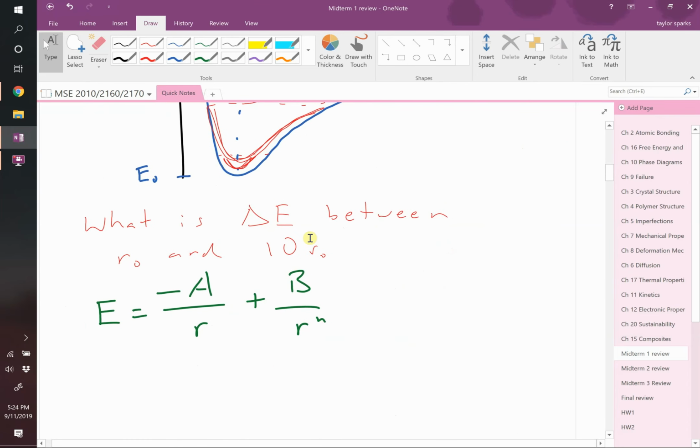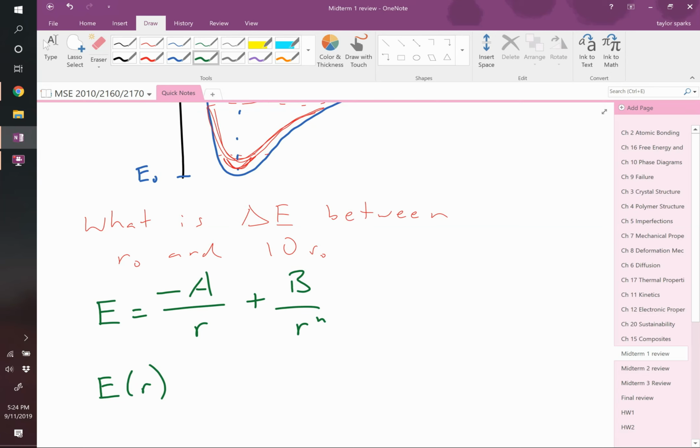But once you have that, remember that E is a function of R. You can plug in any R value you want and get an energy. So you could plug in R naught and get an energy. And then you could plug in 10 R naught and get an energy, and you could take that difference. And that's delta E. That's your difference in energy. Okay? No surprises on this midterm. I don't want anybody saying it was a surprise.